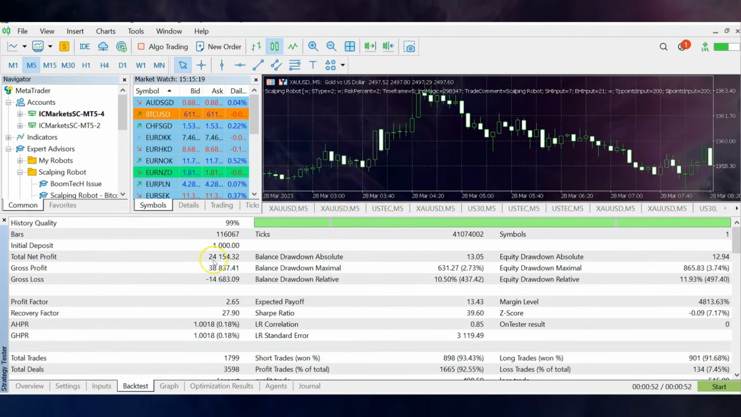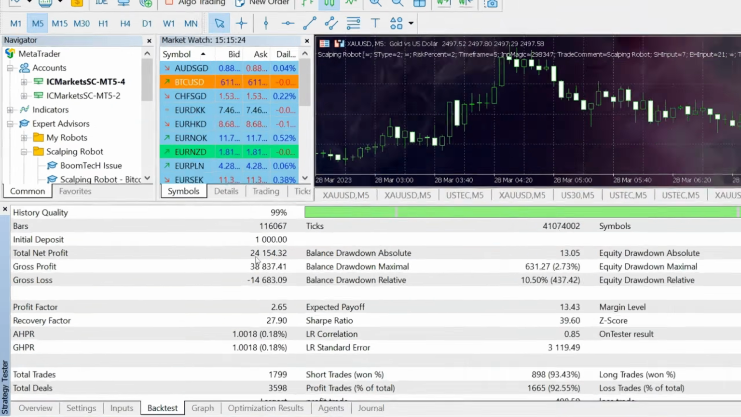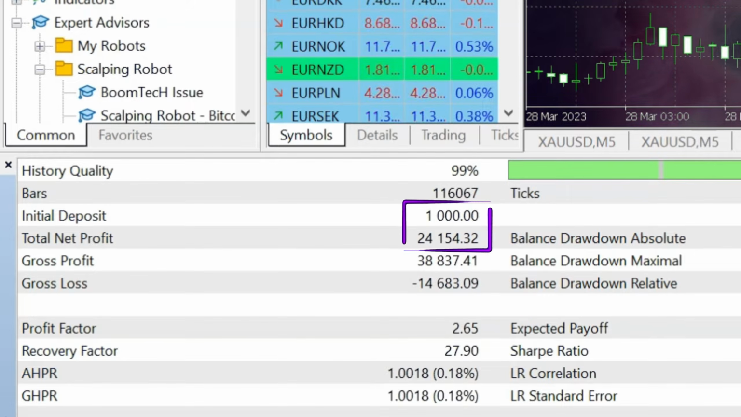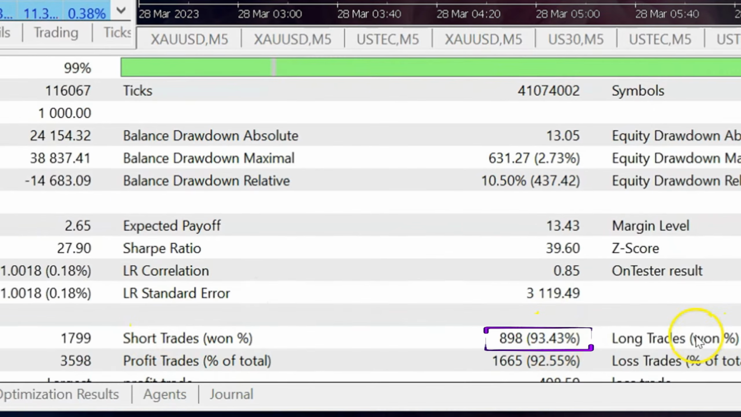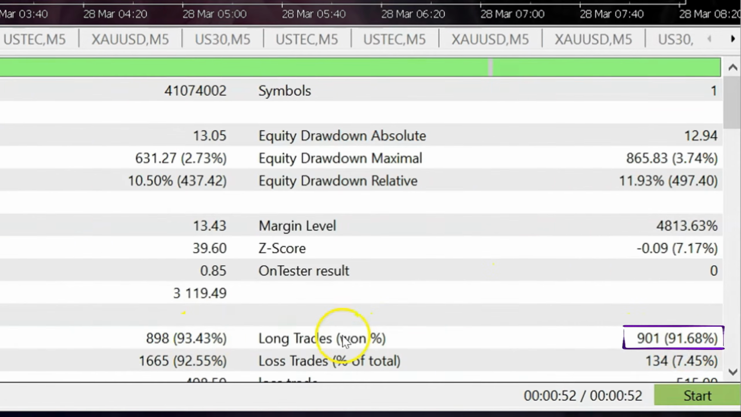If you look at the backtest results, what you will see is we started with a balance of €1,000. We're ending with a balance of €24,000. 10% drawdown, 93% win on short trades, and 92% win on long trades.